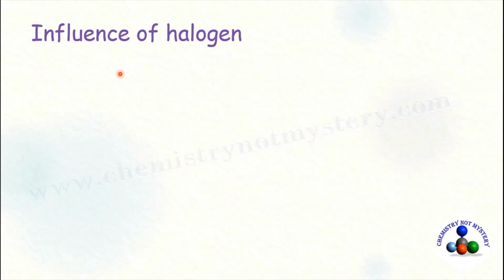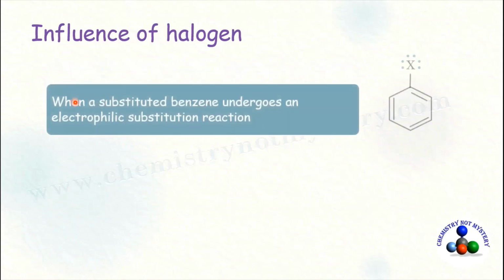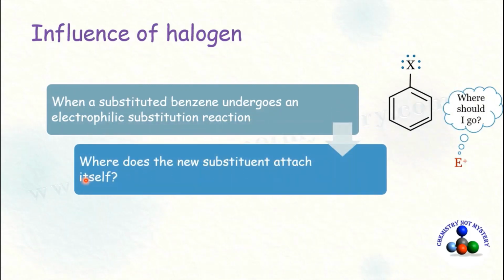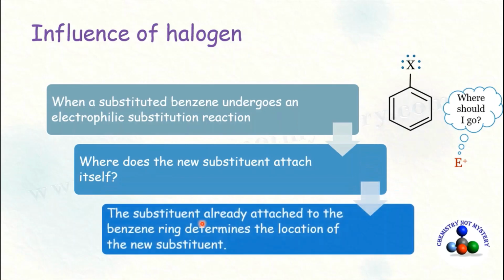But how does halogen influence the addition of electrophile to benzene? When a substituted benzene undergo electrophilic substitution reaction, where does the new substituent get attached itself? It is decided by the substituent already attached to the benzene ring. For example, when aryl halide undergo electrophilic substitution, where does electrophile get attached to? It is decided by the halogen that is already bonded to benzene ring. Let's see how halogen guide the coming electrophile.